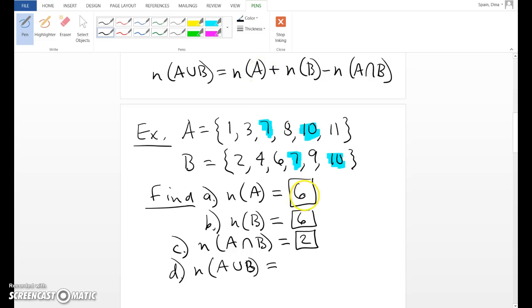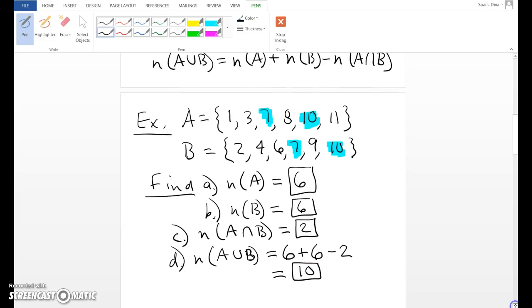The number of elements in set A is 6, plus if I add all of B, the numbers that are in B, notice that the 7 and the 10 were both counted twice, so that's why we have to subtract the number that's in the intersection, which was our answer for part C. So if I take 6 plus 6, I'll get 12, and subtract 2, the number that'll be in the union of the two sets is 10. I'll have 10 in the union there.